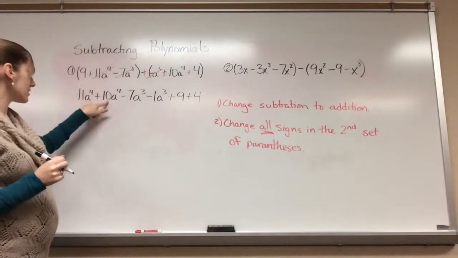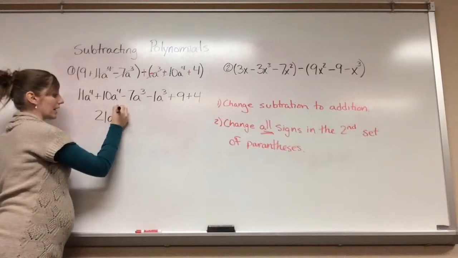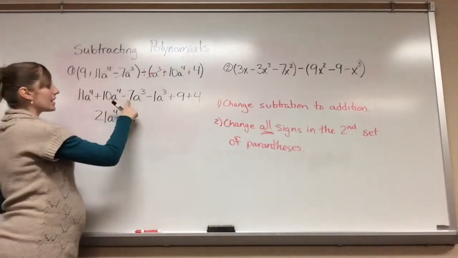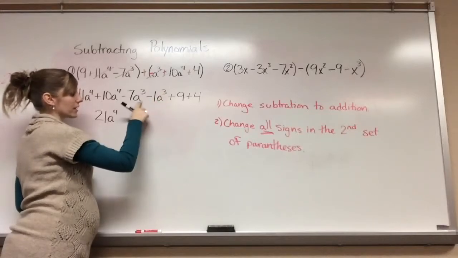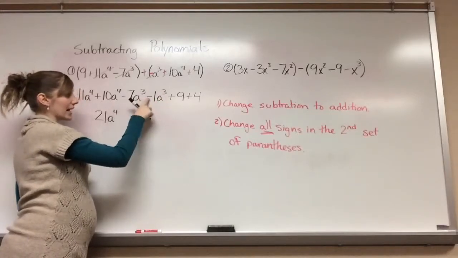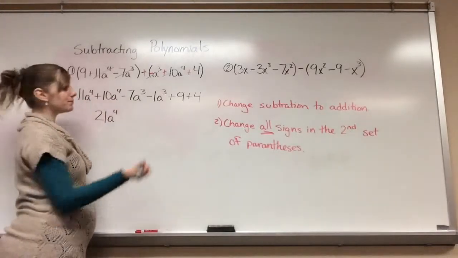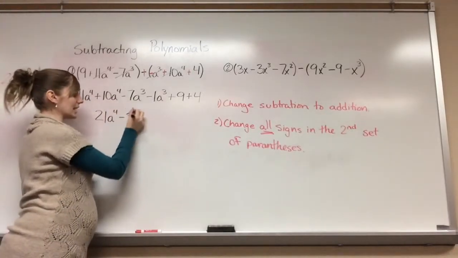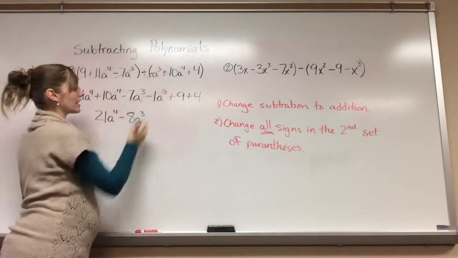So 11 plus 10 is 21. Keep the letter the same, a to the fourth. Negative 7a to the third minus 1a to the third. Exact same letters, so negative 7 and negative 1. I have to add them because the signs are the same. And I get negative 8a to the third. So I've done the a to the fourths, done the a to the thirds.